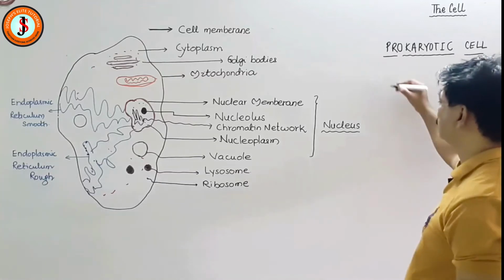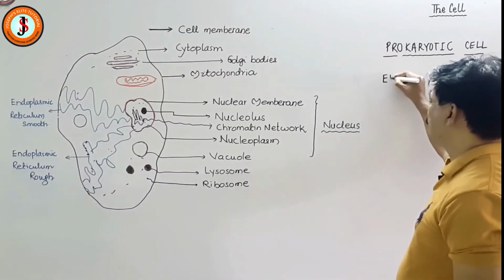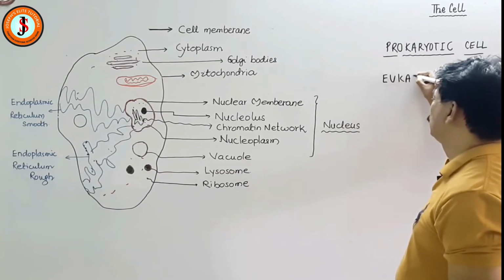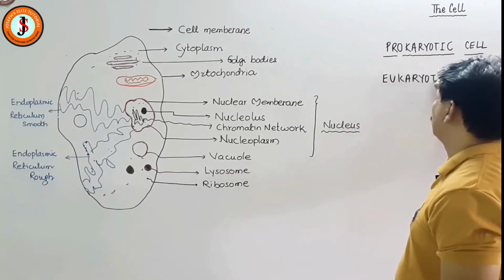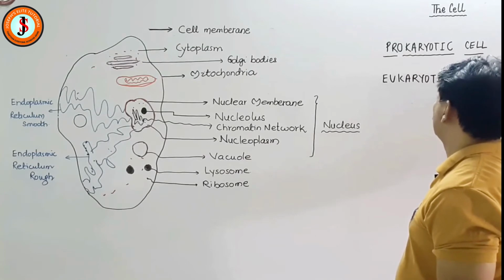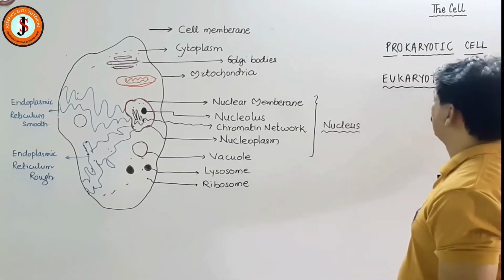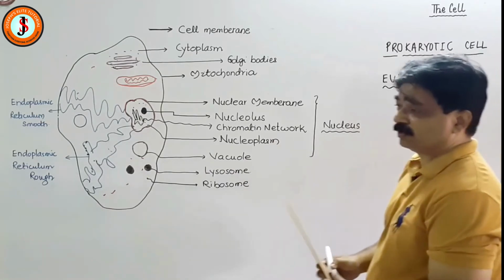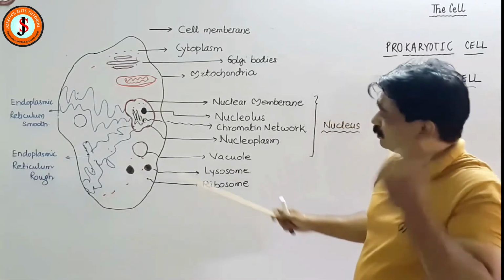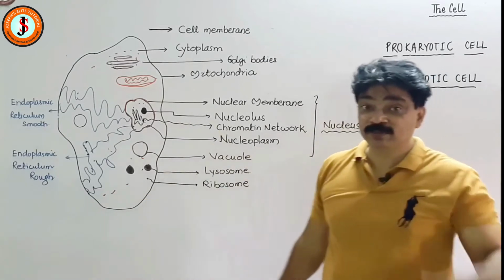And our cells, we are advanced animals, our cells are eukaryotic cells, with an advanced nucleus. That means we have a well-defined nucleus. So now let us try to take up a structure. It's a 2D figure of a 3D object.